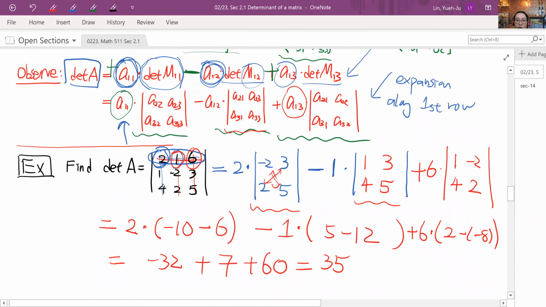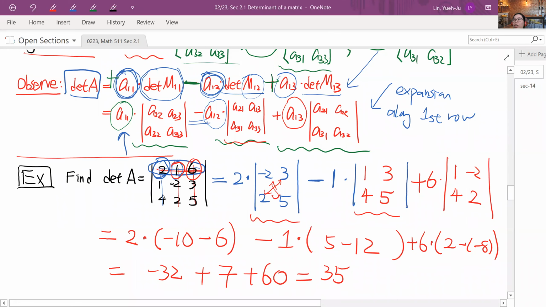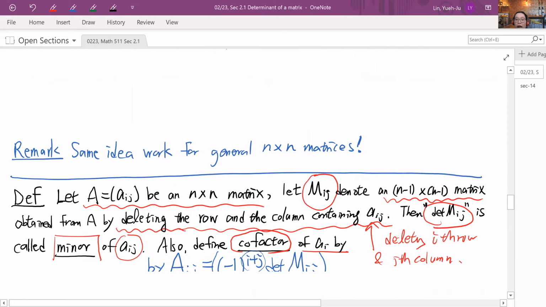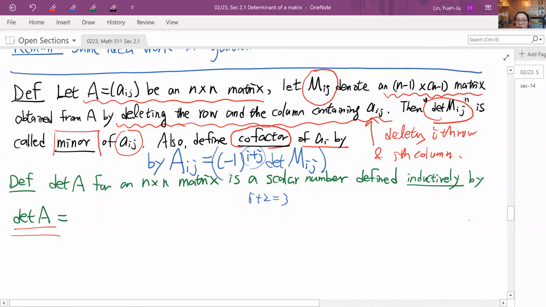This essentially comes from your cofactor here, the -1 to some power to the i plus j. So that's exactly why there's an alternating sign here. Once we analyze the shortcut formula, we can actually see the pattern here. So we can define a general determinant A formula for any n by n matrix.